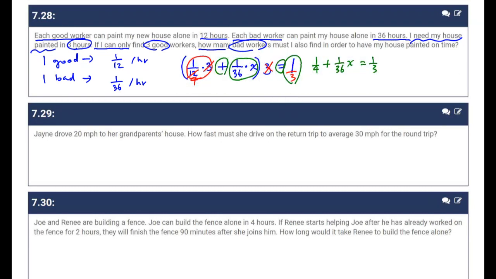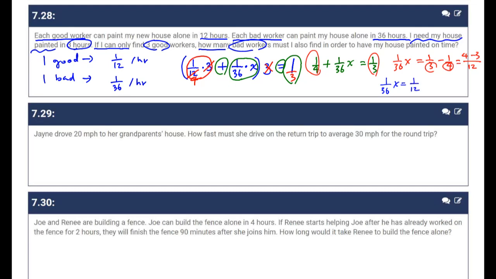Okay, now I think I can combine these two, right? This and this. So I'm going to leave 1/36x on the left side, and if I do 1/3 minus 1/4, since the common denominator is 12, and 3 times 4 is 12, so 4 minus 3 is 1 out of 12, right? So if I rewrite that, it'll be 1/36x equals 1 out of 12.